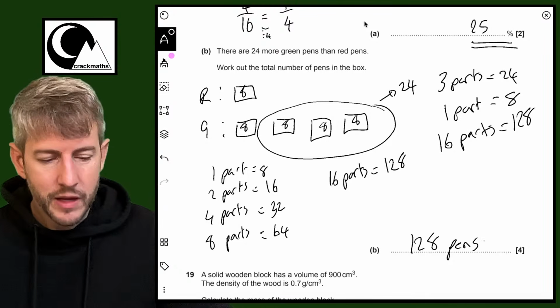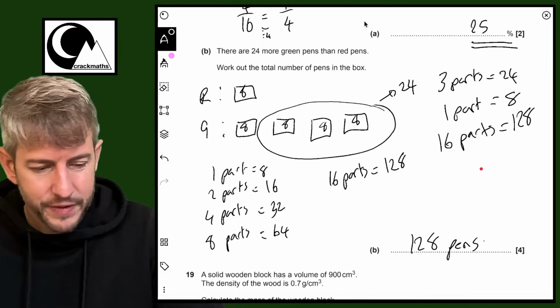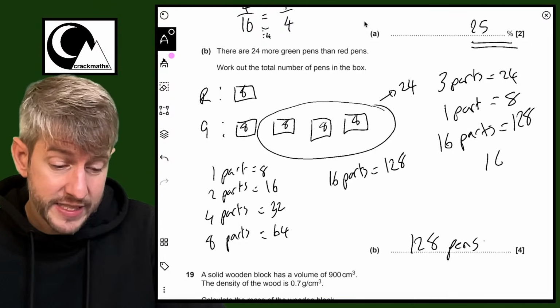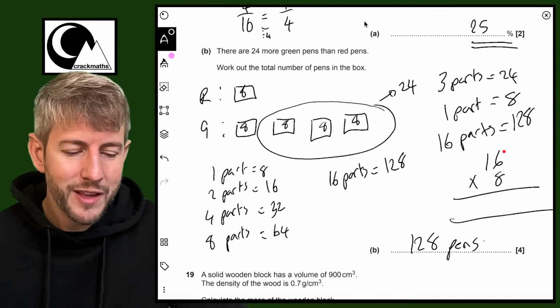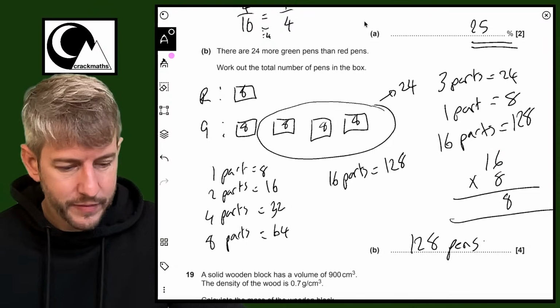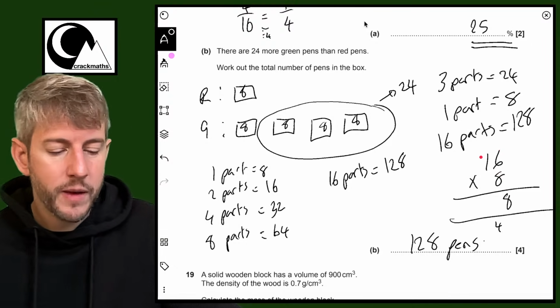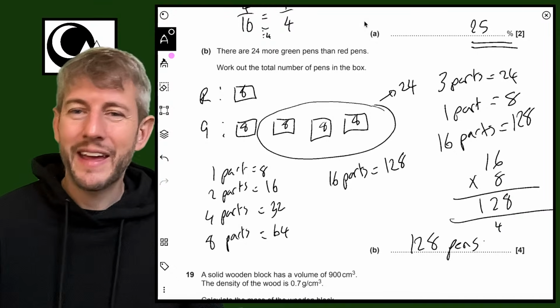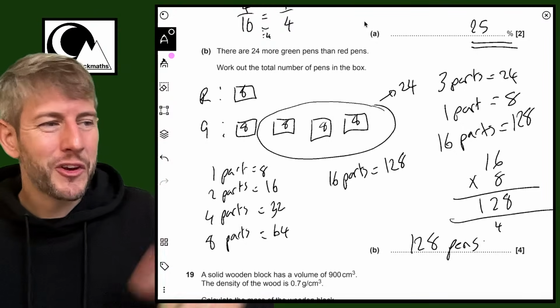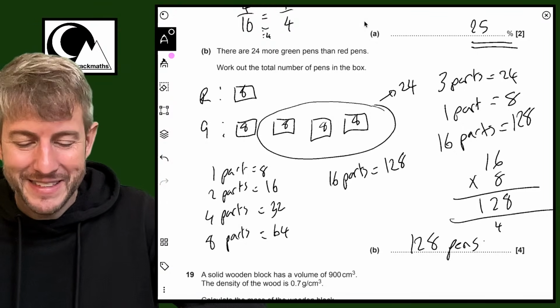You could have used another method. You might have found it easier to do 16 times 8 like this. In fact, looking at it, that might have been easier. 6 times 8 is 48. 8 times 1 is 8. Add the 2. Yeah, I think that might have actually been easier, but it's the same method anyway. It's good to have these tricks.